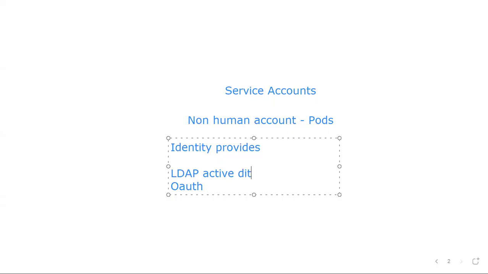This is straightforward, but what is important is the authorization part, where you need to know cluster role, role binding, and service account. These are the things used in OpenShift.